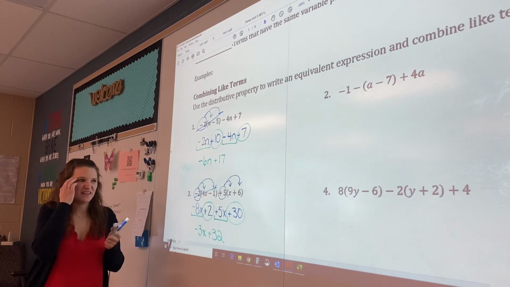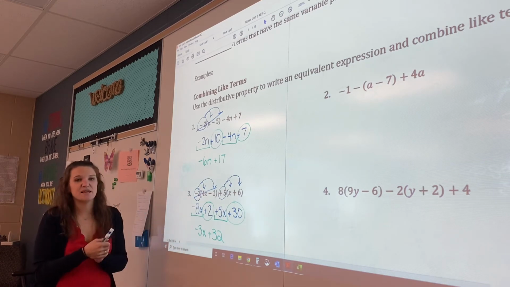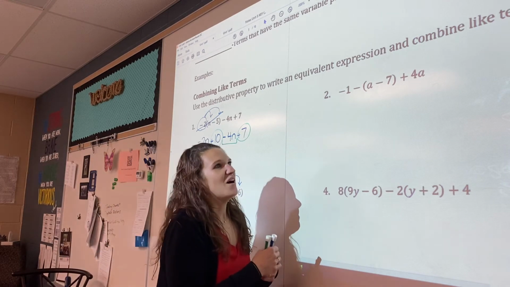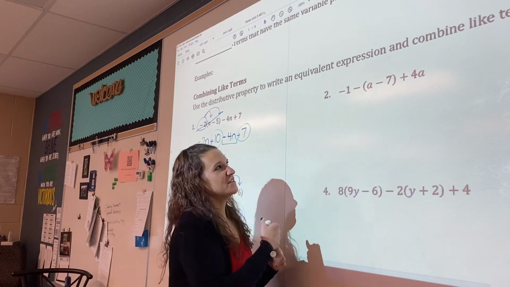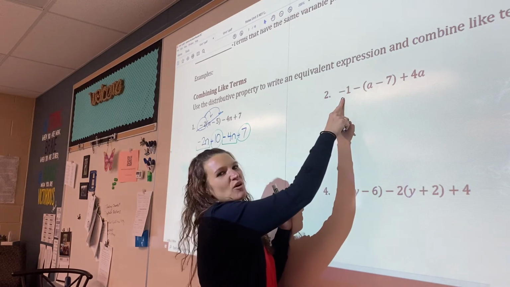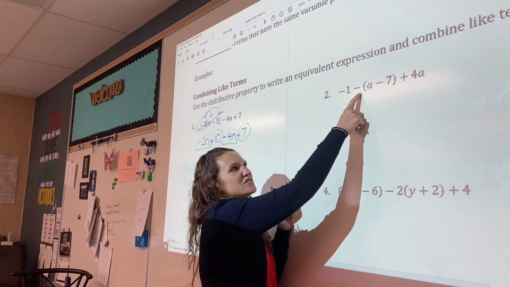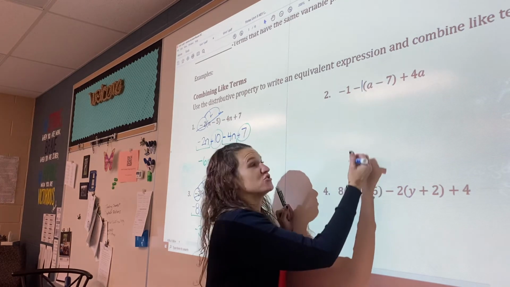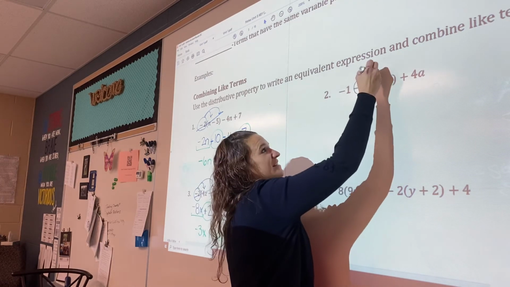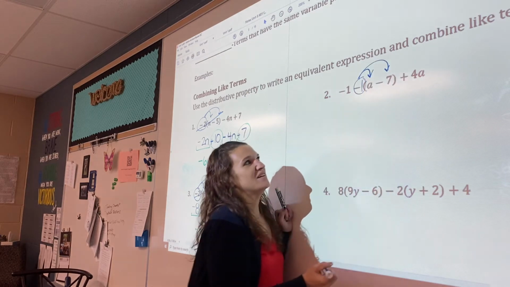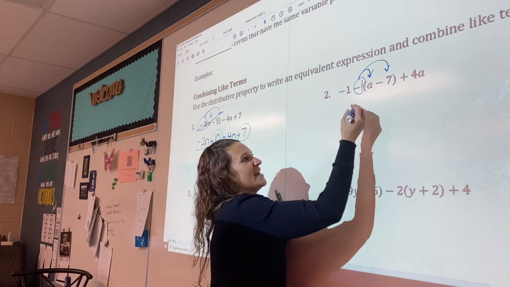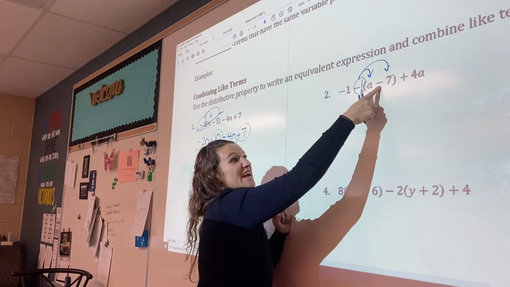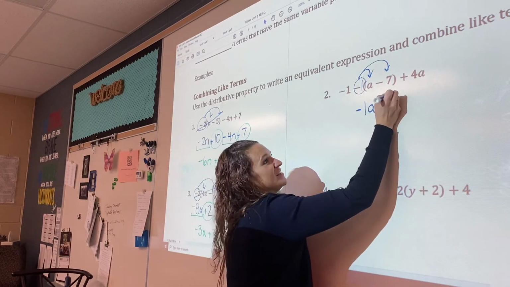So far, so good. As you're going to see, our next examples are very similar. Let's start right here. Okay, so we have this first term out front, -1. But we also know that there's an invisible one right here. So technically, we are distributing a -1 inside of our parentheses. So -1 times a gives me -1a. -1 times -7 gives me a +7.